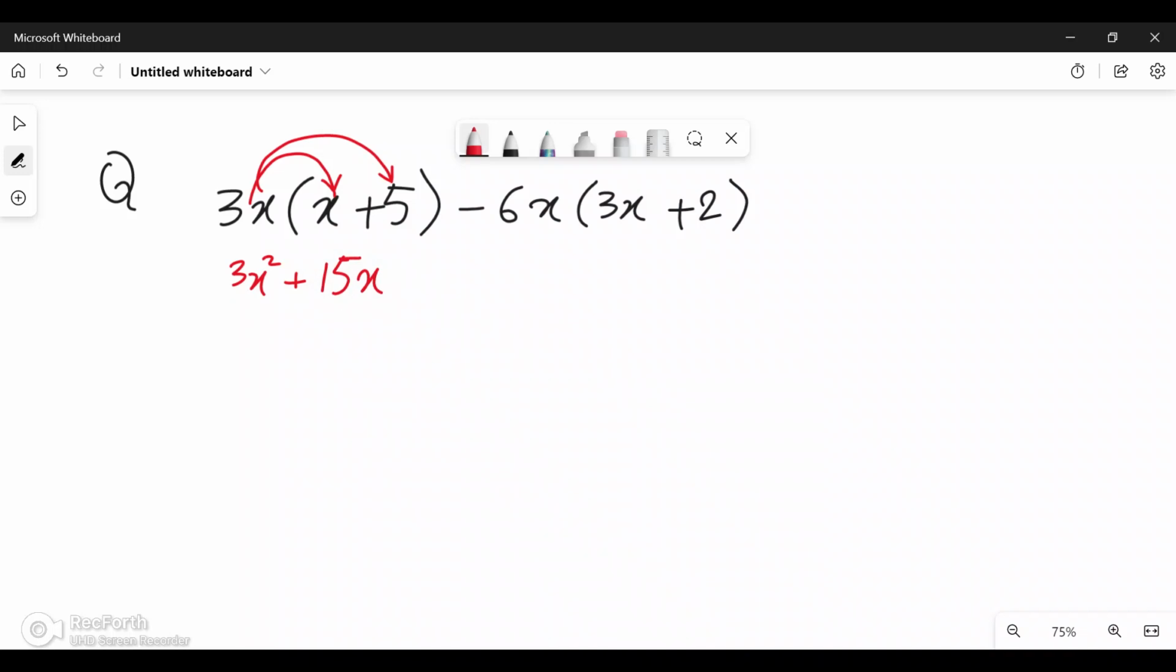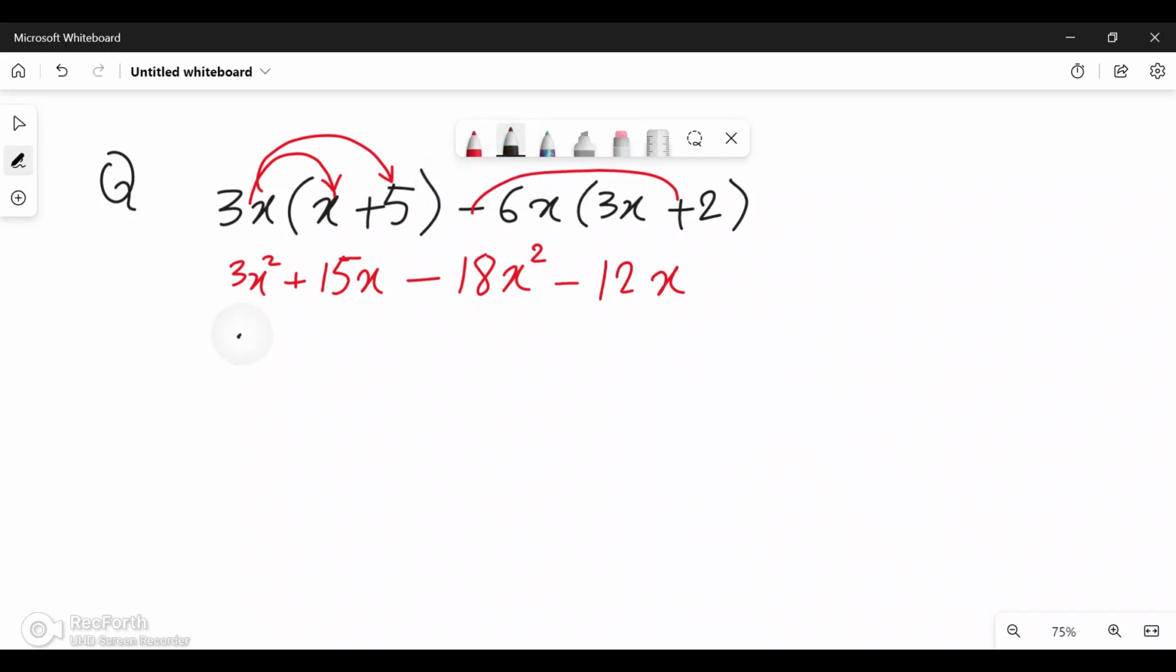Similarly, you will open the second bracket. Negative 6 times 3x gives 18x square, with the negative sign. Similarly, minus 6 multiplied by plus 2: minus into plus is minus. 6 into 2 is 12x. So you are done with the expansion now. It's time to simplify.